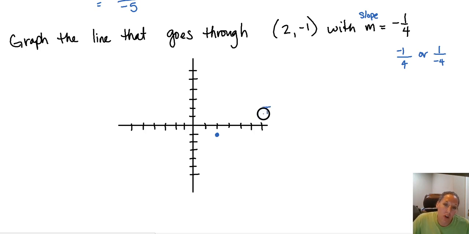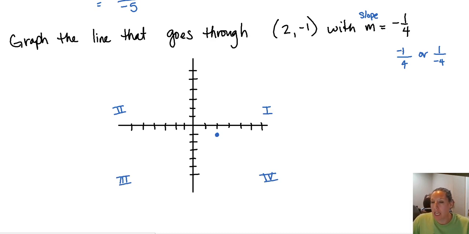Remember, quadrant 1 is where both the x and the y's are positive. Quadrant 2 is where the y is positive, but the x is negative. Quadrant 3 is where both x and y are negative. And quadrant 4 is where the x is positive but the y is negative. All right, so we can look at either one of these.